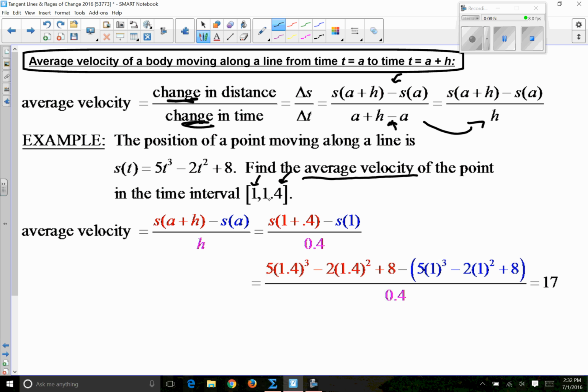h is the change in time. So in this case, the change in time is 1.4 minus 1, which is 0.4. So the average velocity is s of a plus h minus s of a all over h. So like I said, a is 1. h means the change in time, which is 0.4. a is here again, which is 1. And h is the change in time.